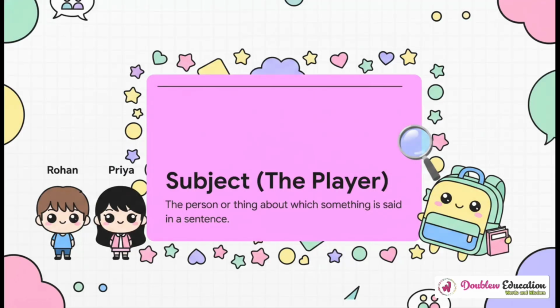So, first things first. In any game, you need a player, right? Well, in our sentence game, the player is the person or thing that the sentence is all about. It's the star of the show. It could be Rohan, or Priya, or even something like a toy car. We call this special player the subject.